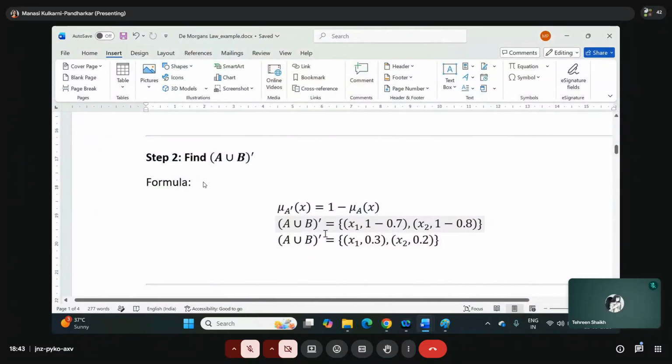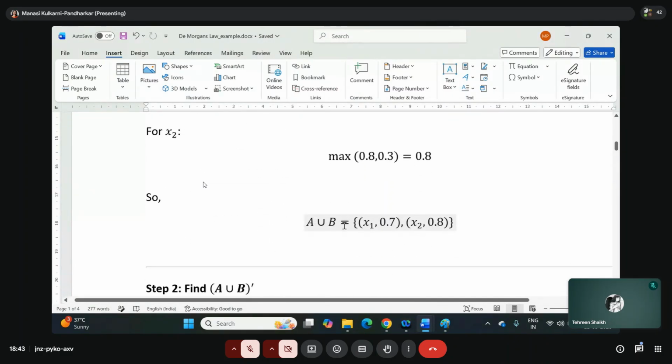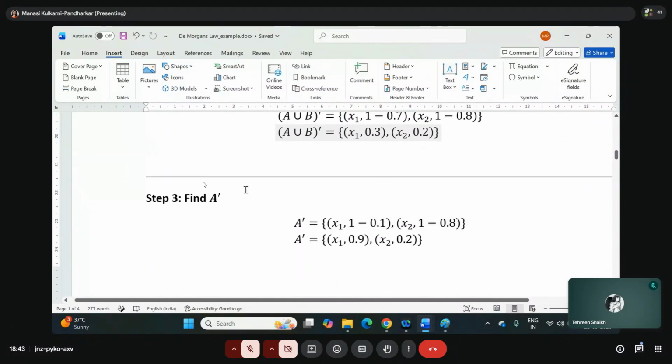Okay. Now, once we got this, tell me what we need to prove now. Yes, this equal to this. Am I right? Now, how will you do this? First find out the A's complement, then find out the B's complement, and then take the intersection of these. Am I right? So, what is the A's complement? Can I say A's complement is this one? Step 3. So 1 minus 0.1 and 1 minus 0.8. So we got the A's complement as 0.9 and 0.2.